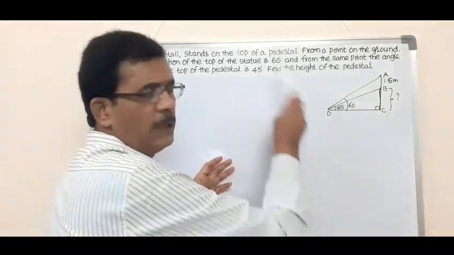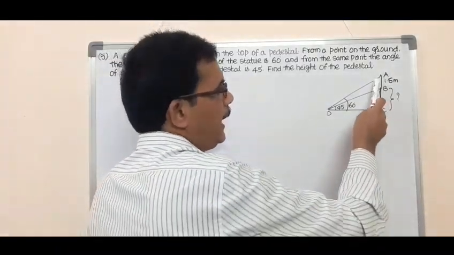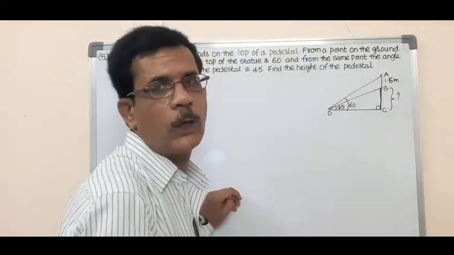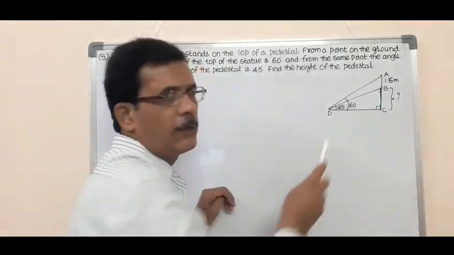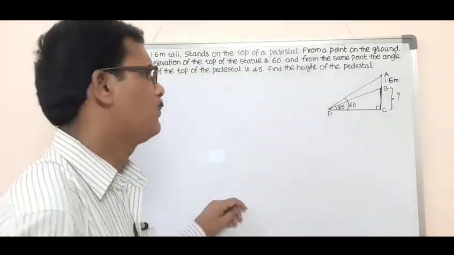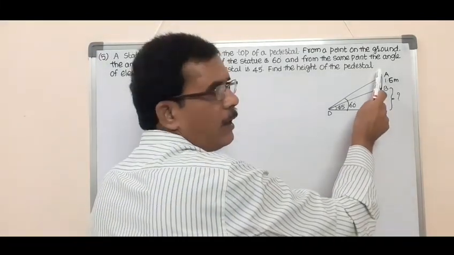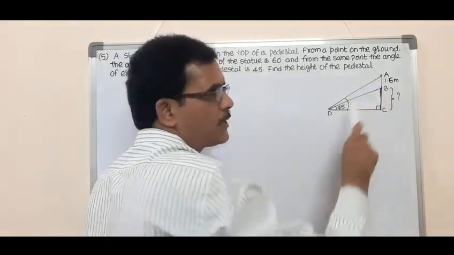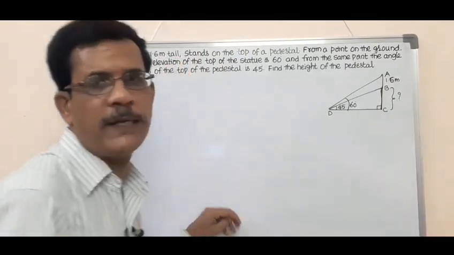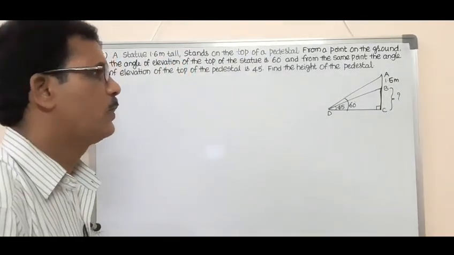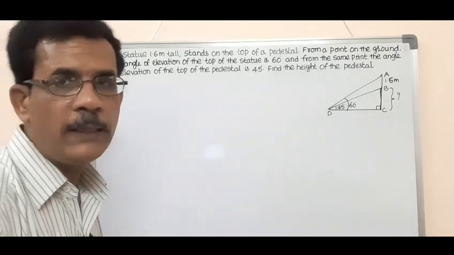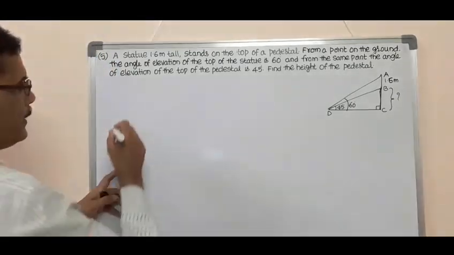It is the figure for the given question. Here AB is the height of the statue. It is given 1.6 meters. BC is equal to height of the pedestal, that we have to find. D is a point on the ground. From this point, top of the statue and top of the pedestal, angles of elevation are given 45 degrees and 60 degrees. So we have to find the height of the pedestal.